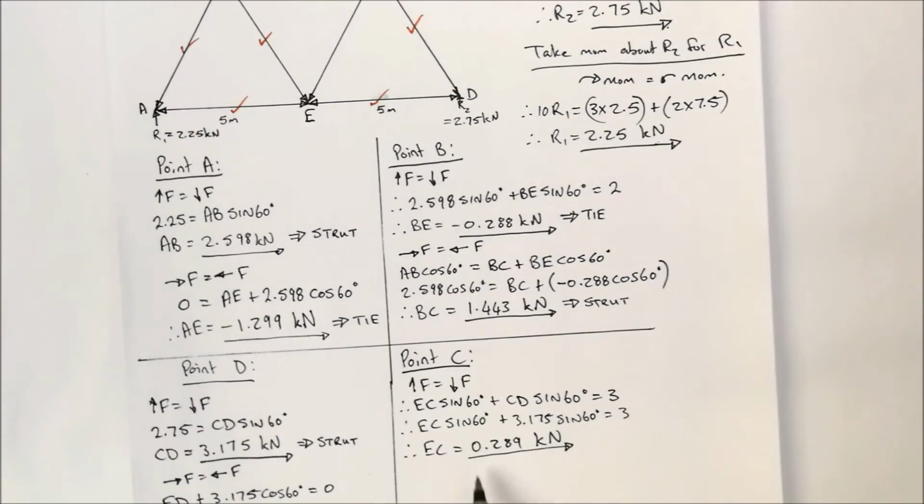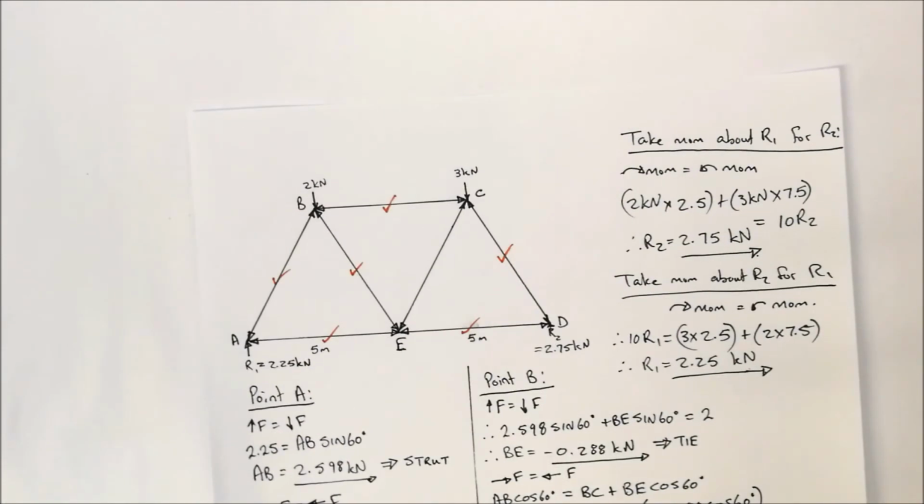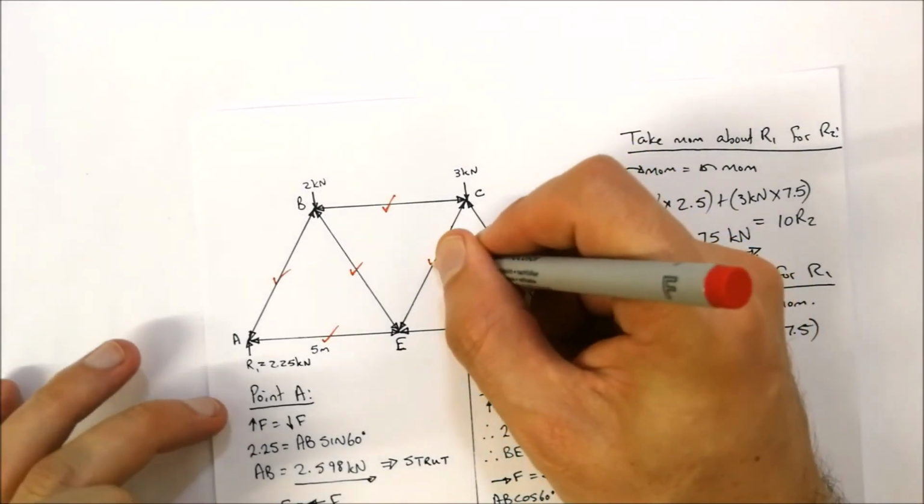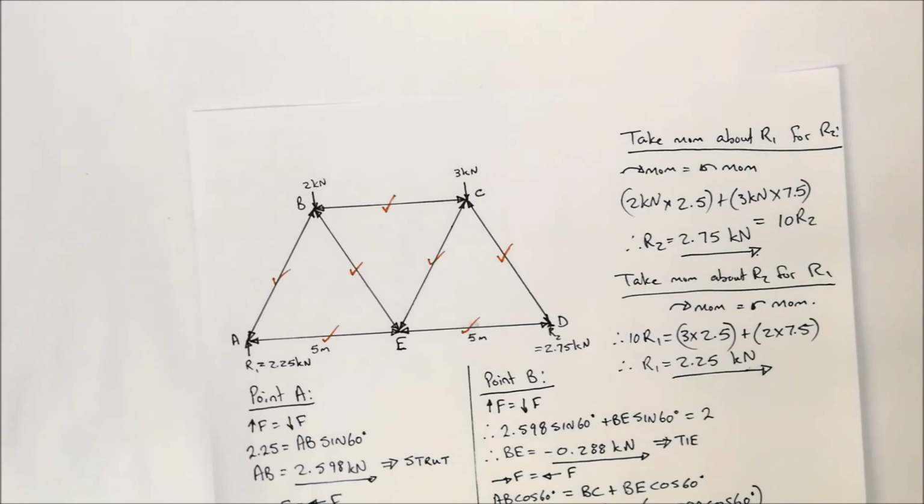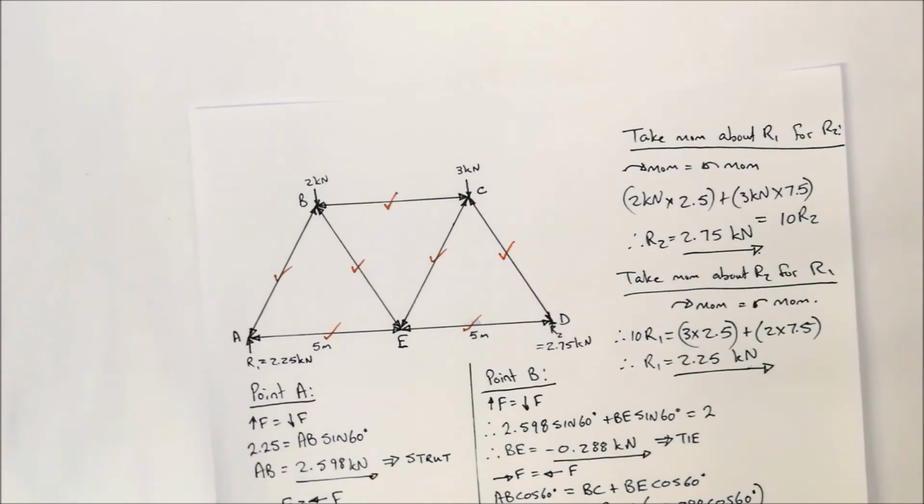I could have converted this to newtons, but because everything else is in kilonewtons, I'm trying to keep to the same convention of keeping everything in kilonewtons. Okay, so now we can tick off this beam over here. So now we've calculated all the different forces in each of the different beams.